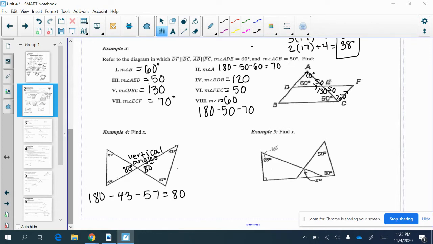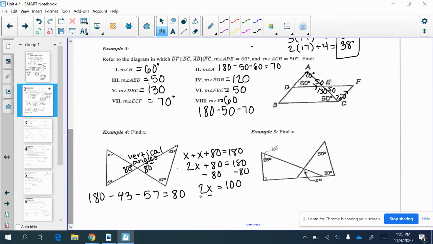If these are both x, then I know that x plus x plus 80 is equal to 180 degrees. So 2x plus 80 is equal to 180. We can solve from there. 2x is equal to 100. x is 50.